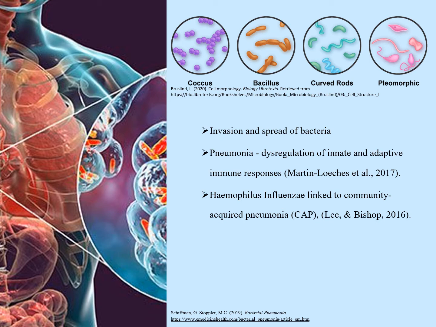Bacterial pneumonia can be categorized into 4 groups based on how the pneumonia is actually acquired. These include community-acquired, hospital-acquired, healthcare-associated, and ventilator-associated. Haemophilus influenzae has been linked to the community-acquired pneumonia and is transferred by airborne droplets.